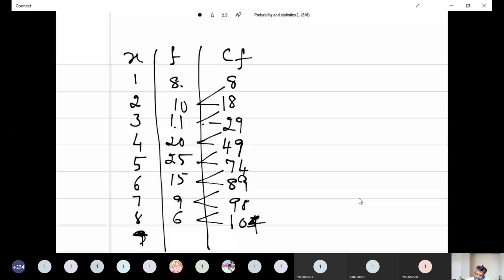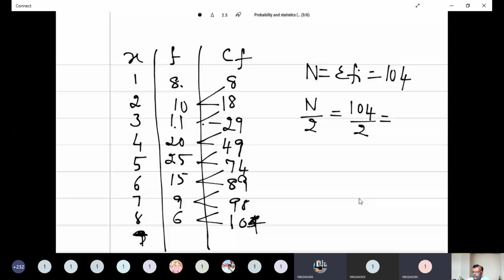Now here, n by 2. What is n? Summation fi is equal to 104. What is n by 2? 104 by 2 is 52. Now 52. Where is 52? We look for the value just greater than 52.